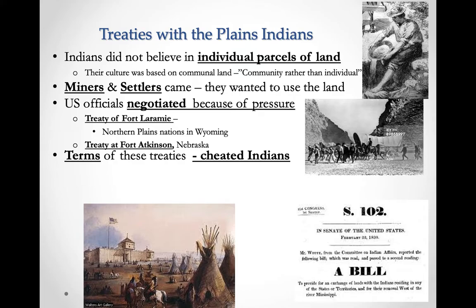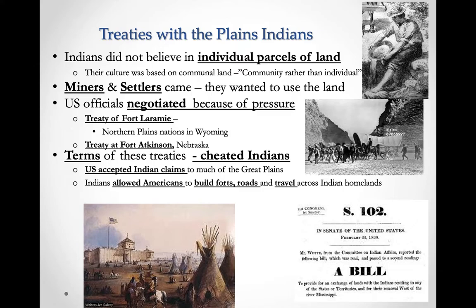In some cases, Native Americans were cheated from the land that they had inhabited and sold it to settlers without realizing they were giving up control of the land or giving up access to the land. And while the U.S. accepted Indian claims to much of the Great Plains, those claims were not always respected.